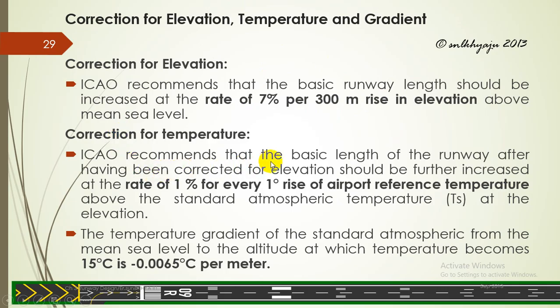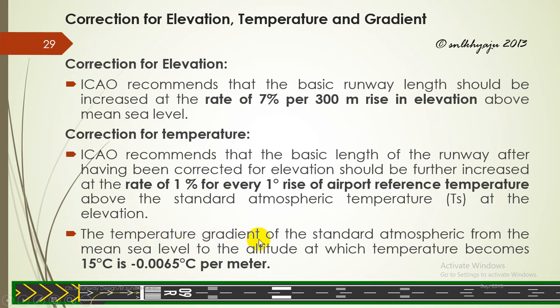The second correction is the correction for temperature. ICAO recommends that the basic length of runway, after having been corrected for elevation, should be further increased at a rate of 1% for every 1 degree rise of airport reference temperature above the standard atmospheric temperature TS at that elevation.